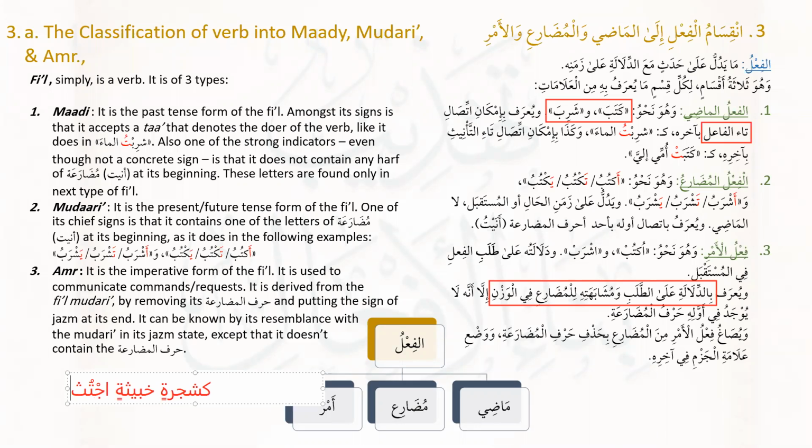Now let's say you are stopping يعني تقف على خبيثة اجتثت, and now you want to restart from this word which has been mentioned after خبيثة اجتثت. طيب. Now if you want to start from this word, how are you going to read this word? Are you going to read it with a dhamma or with a fatha? This time with a dhamma. So you're going to read it as اجتثت من فوق الأرض.